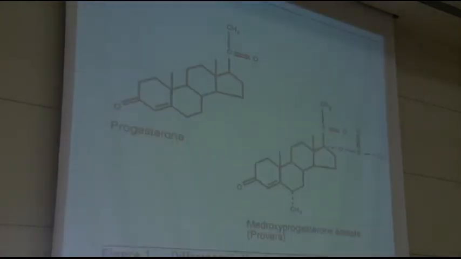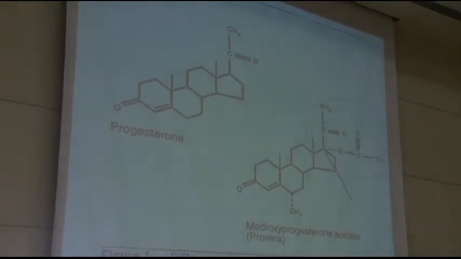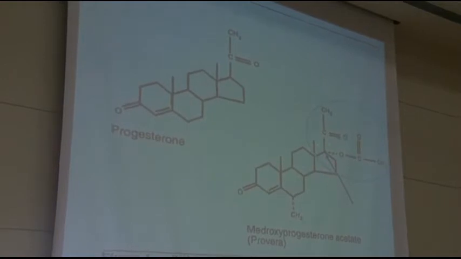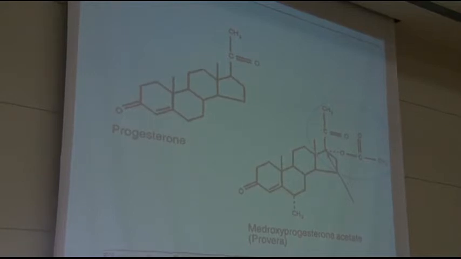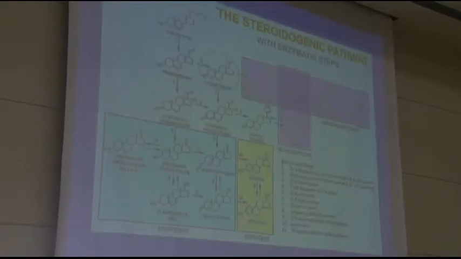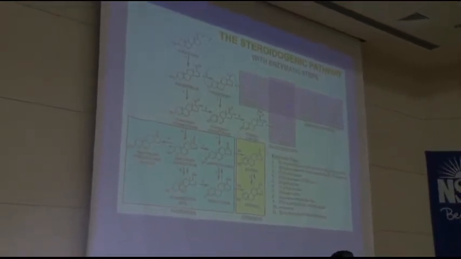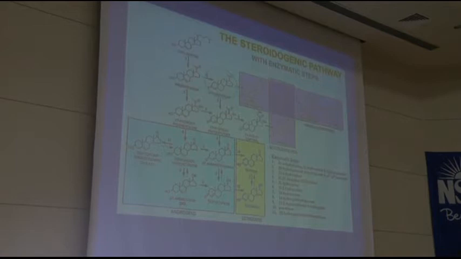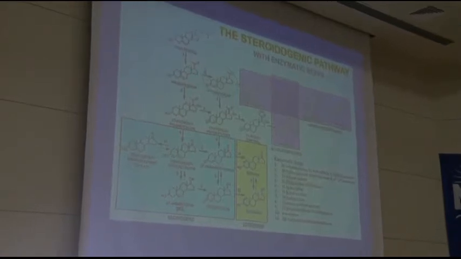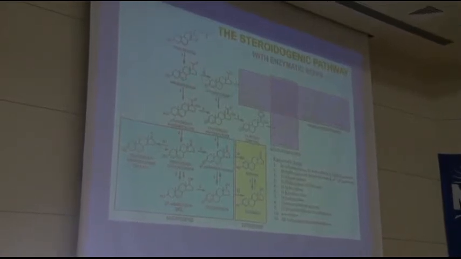So let's look at this. This is Provera. That's the 17 position. At the 17 position, you have an acetate. In order for 17-alpha hydroxylase to be able to put a hydroxy group there, you would have to have a 17-alpha acetatase, right? In that list, do you see 17-alpha acetatase? Why not?